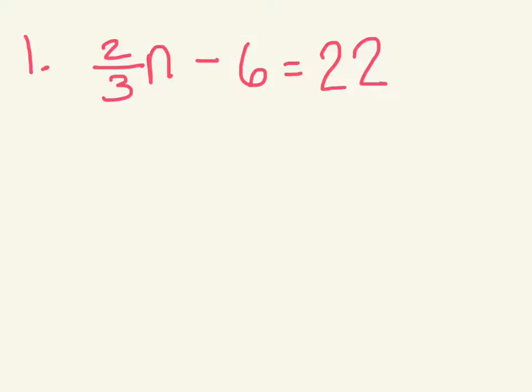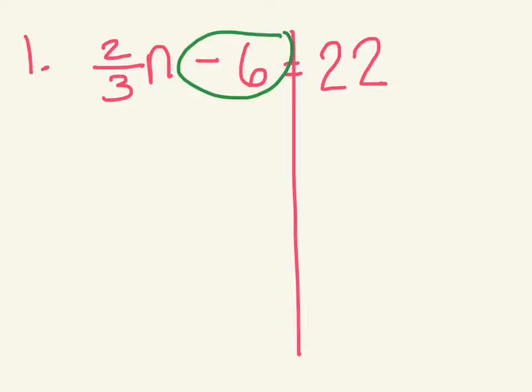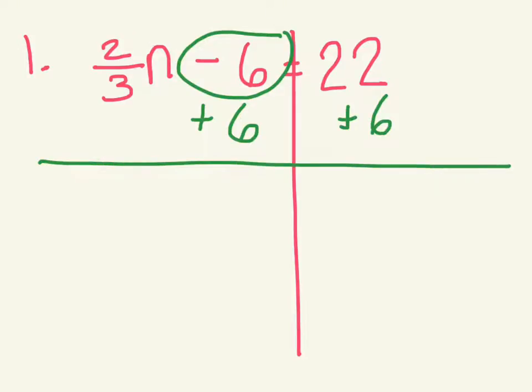Now the first thing I want to do, I'm going to draw my line down my equals, and that shows both sides need to be balanced. And I need to get rid of whatever's on the same side as the n. So I need to get rid of this minus 6. And the way I get rid of 6 negatives is I put 6 positives with it. That makes 0 pairs and they cancel out. But what I do to one side, I have to do to the other side. So I'm going to add 6 to the other side as well and draw my line.